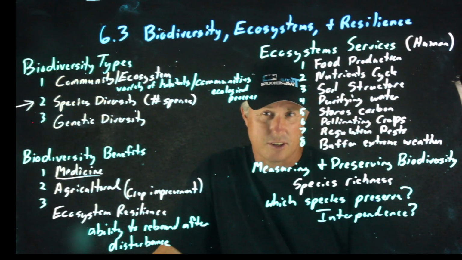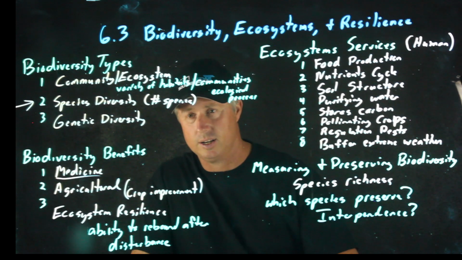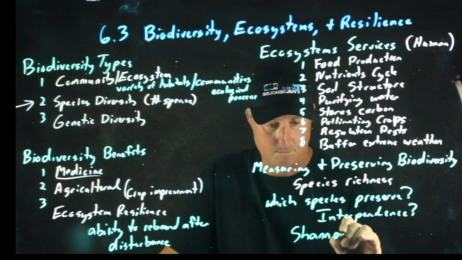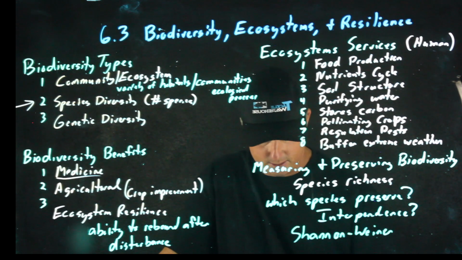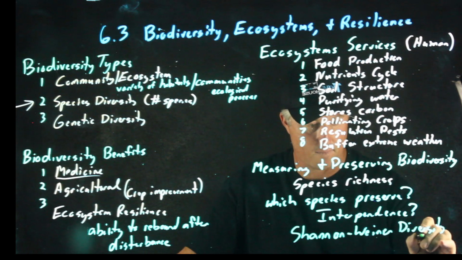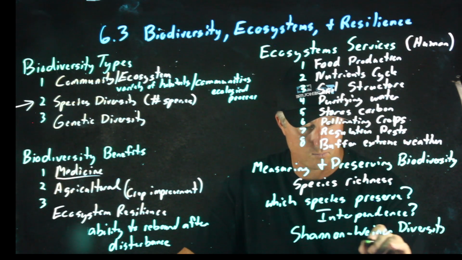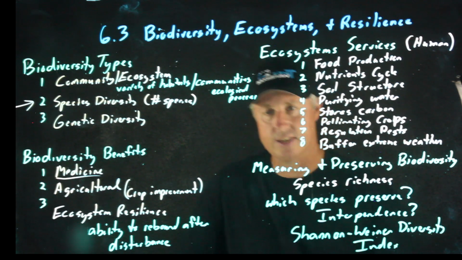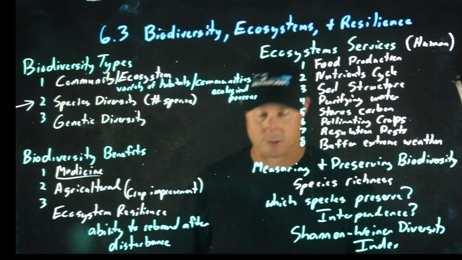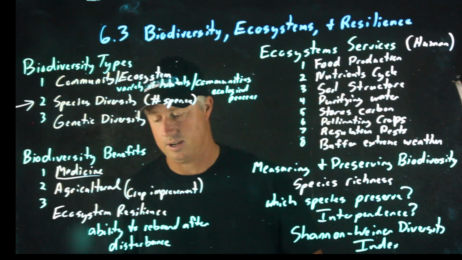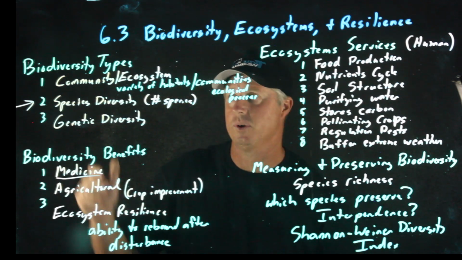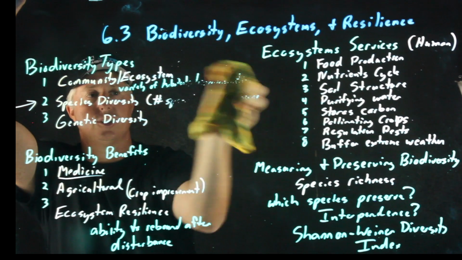To try to figure this out, we have come up with a complicated equation, but it does work. And that is the Shannon-Wiener Diversity Index. It gives you a measure of how diverse the population is in mathematic terms, to say the least. Once we have that, we then can shift gears and we can actually look at conservation biology.